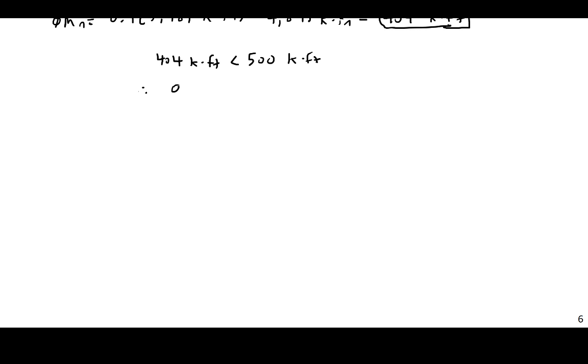Therefore, phi Mn is less than M ultimate. Therefore, this thing fails. We need 500 kip feet of capacity. We only have 404. This is not going to be adequate. Beam fails, redesign.